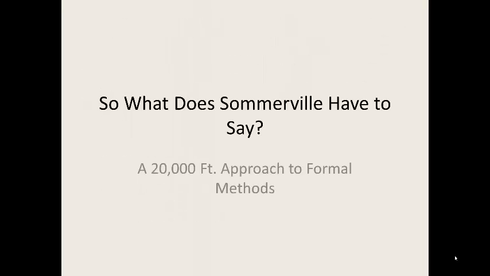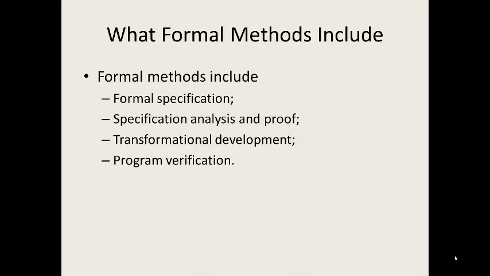So what does Sommerville have to say about this? And again, you can refer to Web Chapter 27, which is a free chapter located on his website if you want to read the entire thing, but I'll give you a high-level overview. Sommerville basically says formal methods include the specification, the analysis, and the proof, so it is actually possible to mathematically prove these things, transformational development, and the program verification itself. So basically you can prove program correctness. You can prove that a program does what it's supposed to do, or prove that a specification meets the requirements.